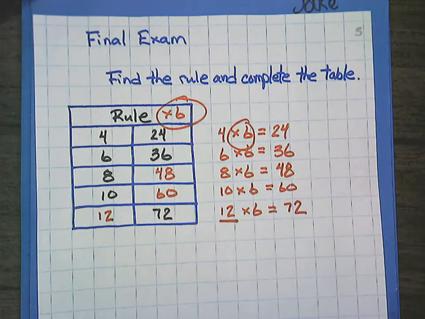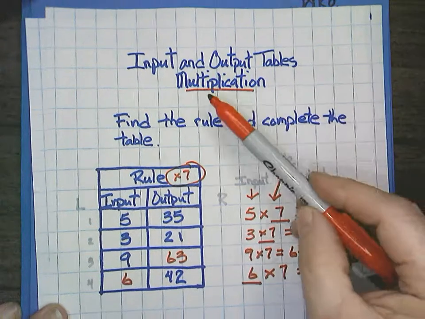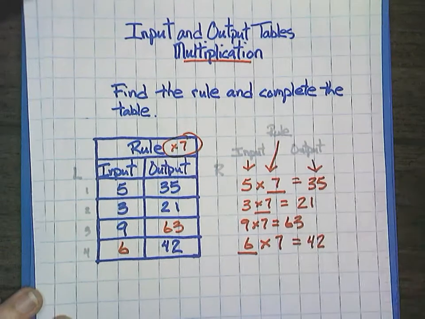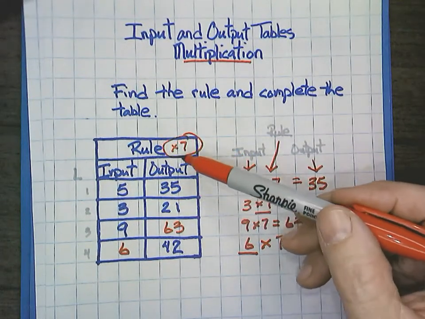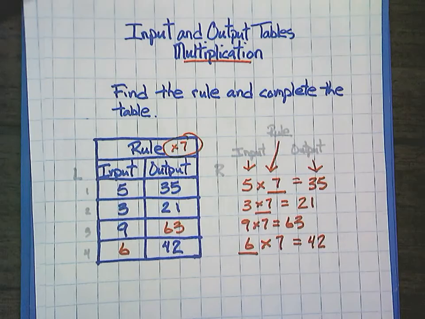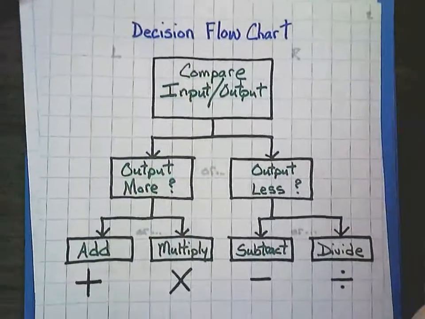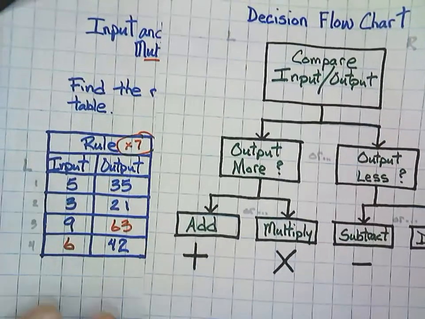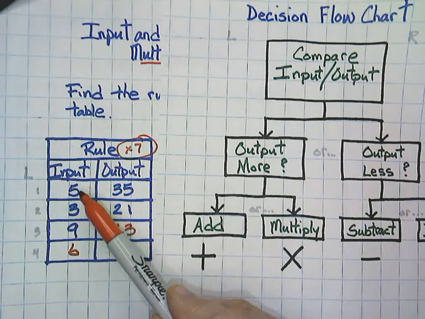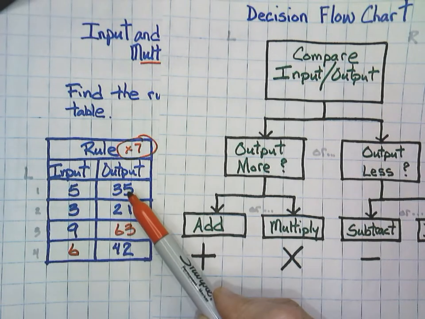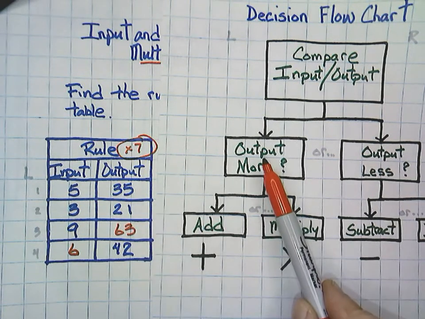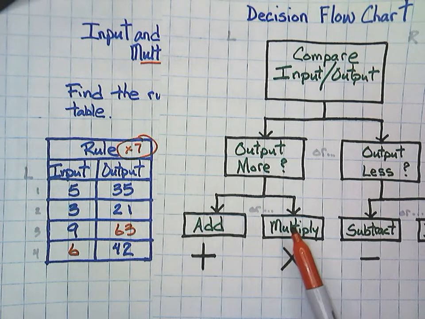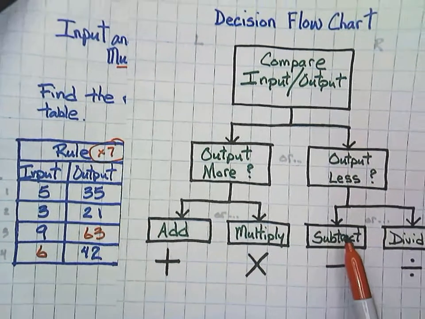So in review, our topic today was input-output tables with our focus on multiplication. We discussed the features of an input-output table. And probably the most important thing is that you first have to compare your input with your output. If the output is more, which it is in this case, it's either going to be addition or multiplication. If the output is less, it would either be subtraction or division.